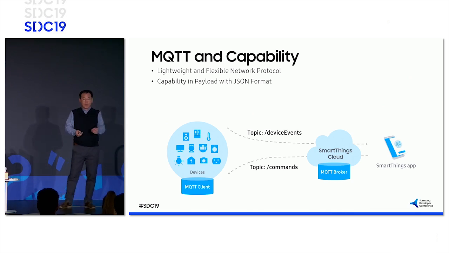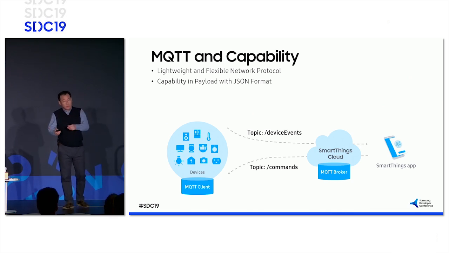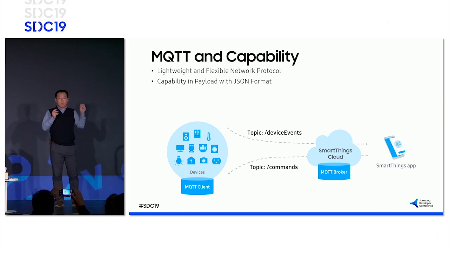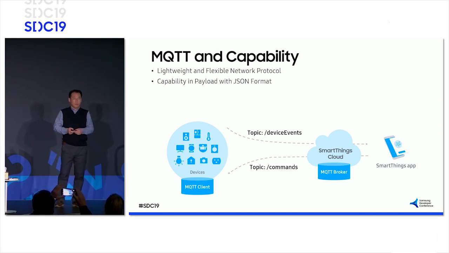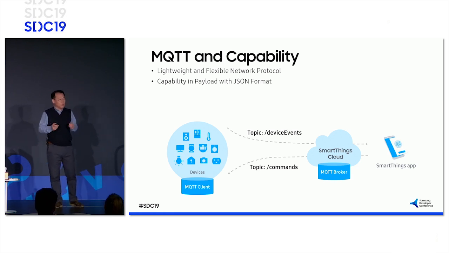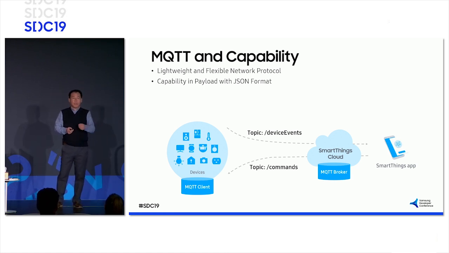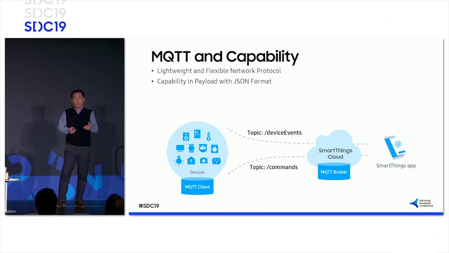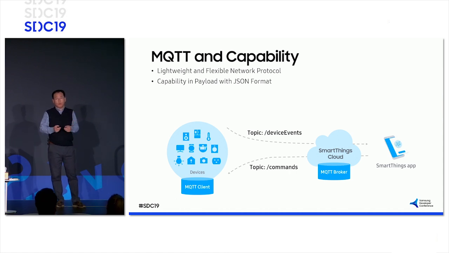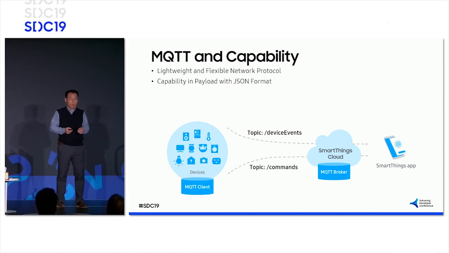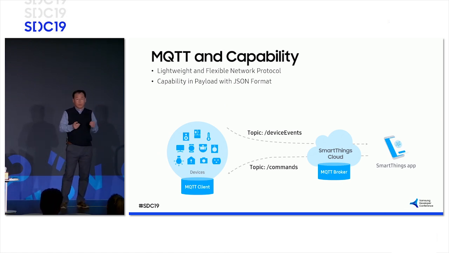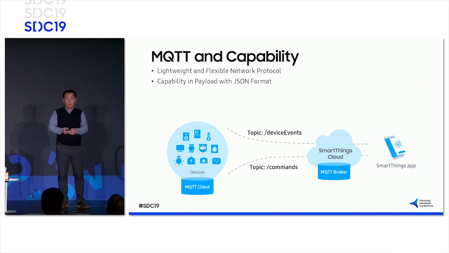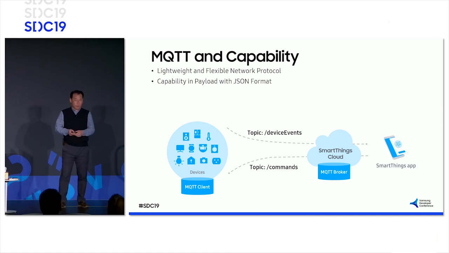Let me expand on that. The clients connect to the broker, then they can subscribe to any message topic in a broker. And also, the clients publish messages under a topic by sending the message and topic to the broker. The broker then forwards the message to all clients that subscribe to that topic. You can see the SmartThings Device SDK is using two topics, which are the device event topic to publish device events and the command topic to subscribe to commands.